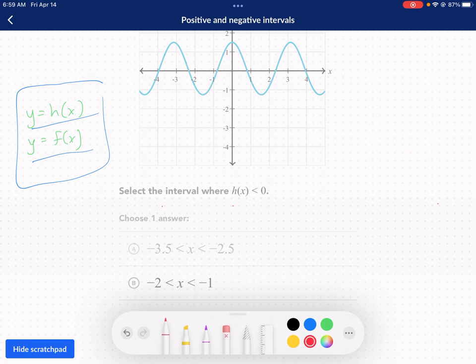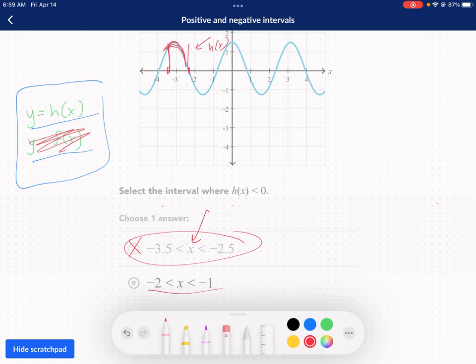Okay, so I'm looking at between negative 3.5 and negative 2.5 for x. Negative 3.5 is right here, and negative 2.5 is right there. If you look at this interval, notice how it's positive. How do I know it's positive? Because the graph is above the x-axis. So those y values, those h of x values, are greater than 0. So this one's out. A is not a choice that we can use.